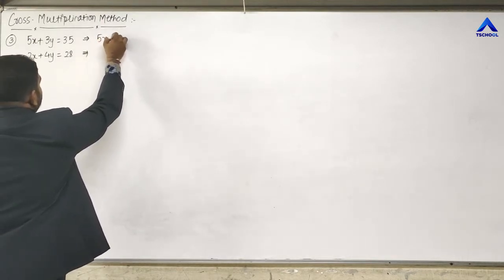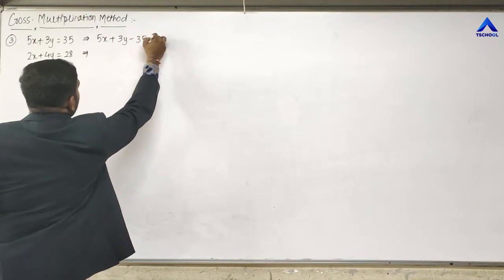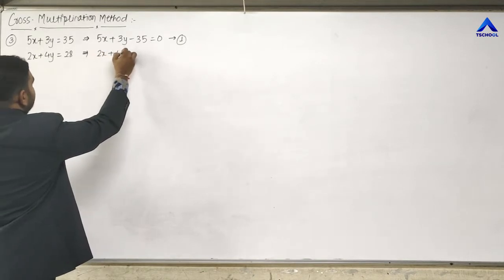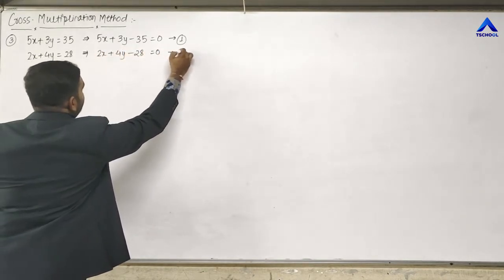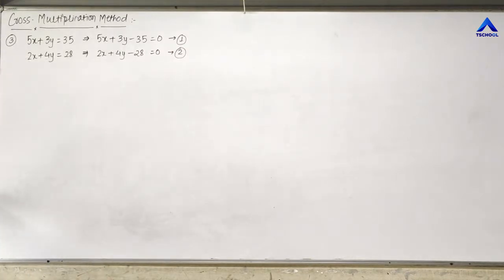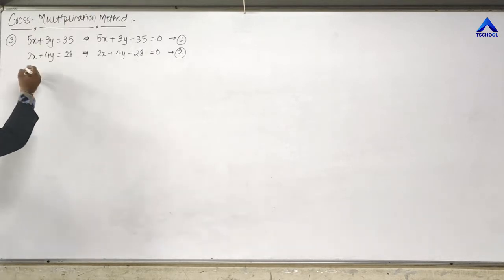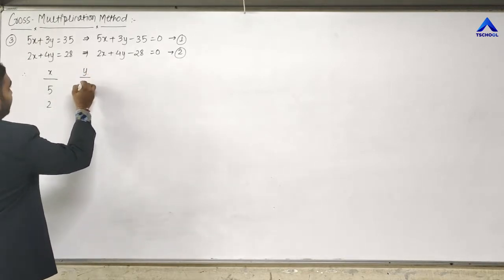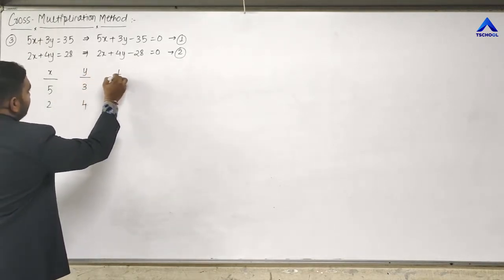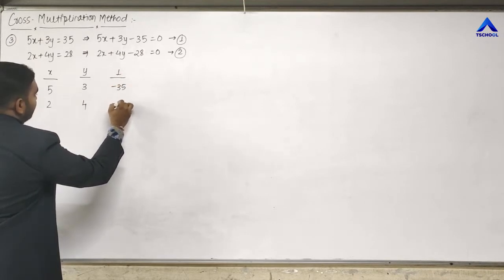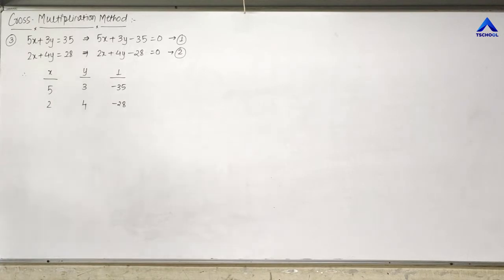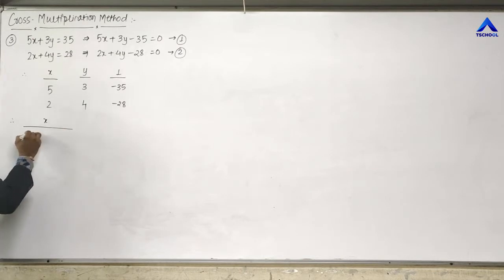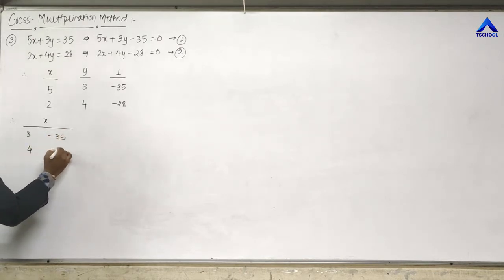So we are getting the equations 5x plus 3y minus 35 equals 0. That is the first equation, and 2x plus 4y minus 28 equals 0. This is my second equation. So I got both the equations in the standard form. Let us write down the coefficients here. Under x we are going to write down the coefficients of x. Under y we are going to write down the coefficients of y, and the constant terms minus 35 and minus 28. Now to solve them, we are having x upon 3 minus 35, 4 minus 28.